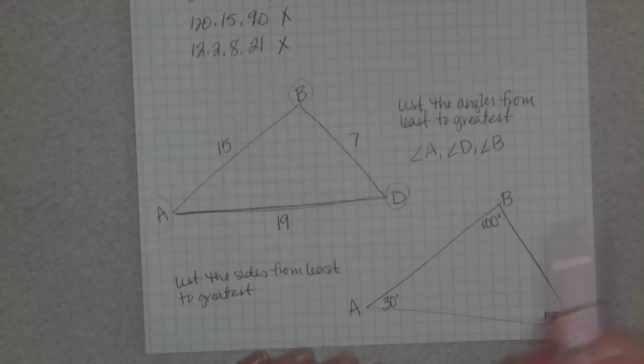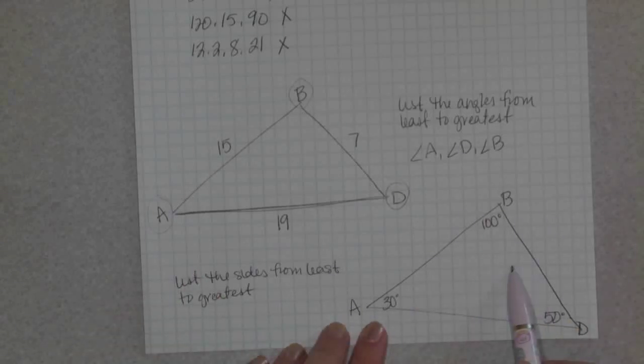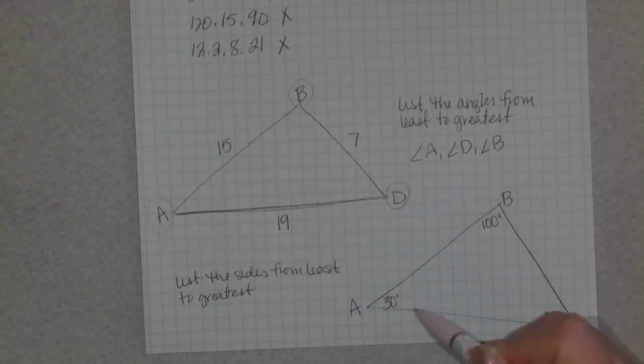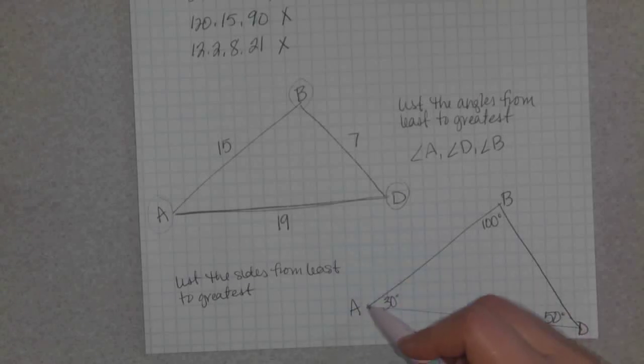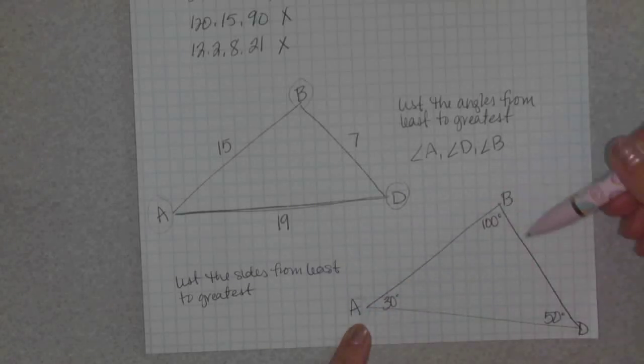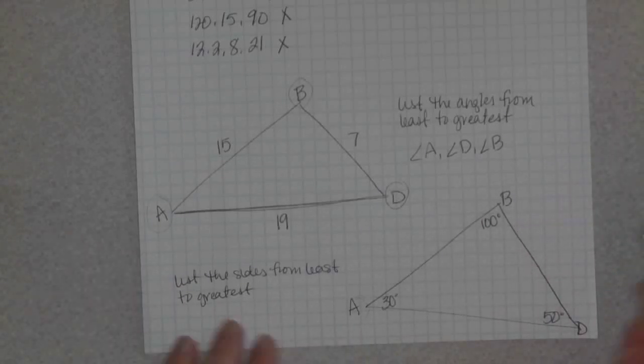If I find my smallest angle, which is 30 degrees, the side across from it is going to be my smallest side. If that idea of across from doesn't make sense to you, you can do the same thing. Angle A is my smallest angle. So if I circle that letter, it's going to be the two letters that I didn't circle. That's going to be the smallest side. So BD.